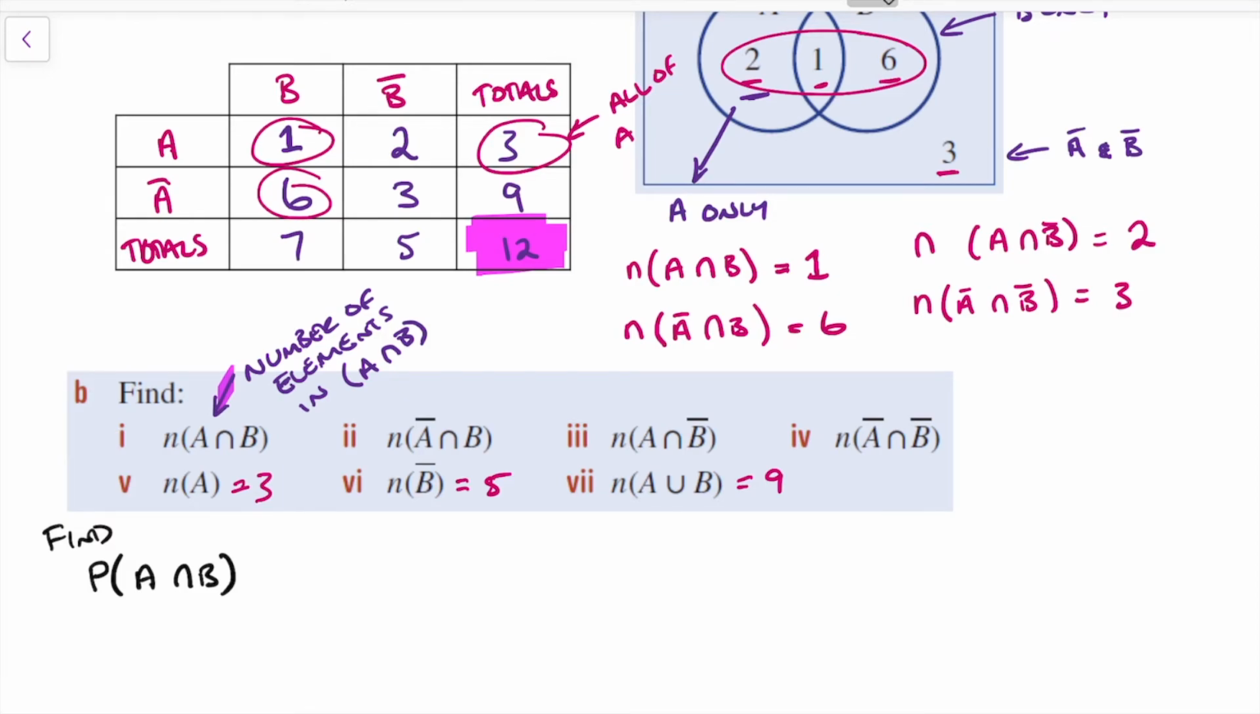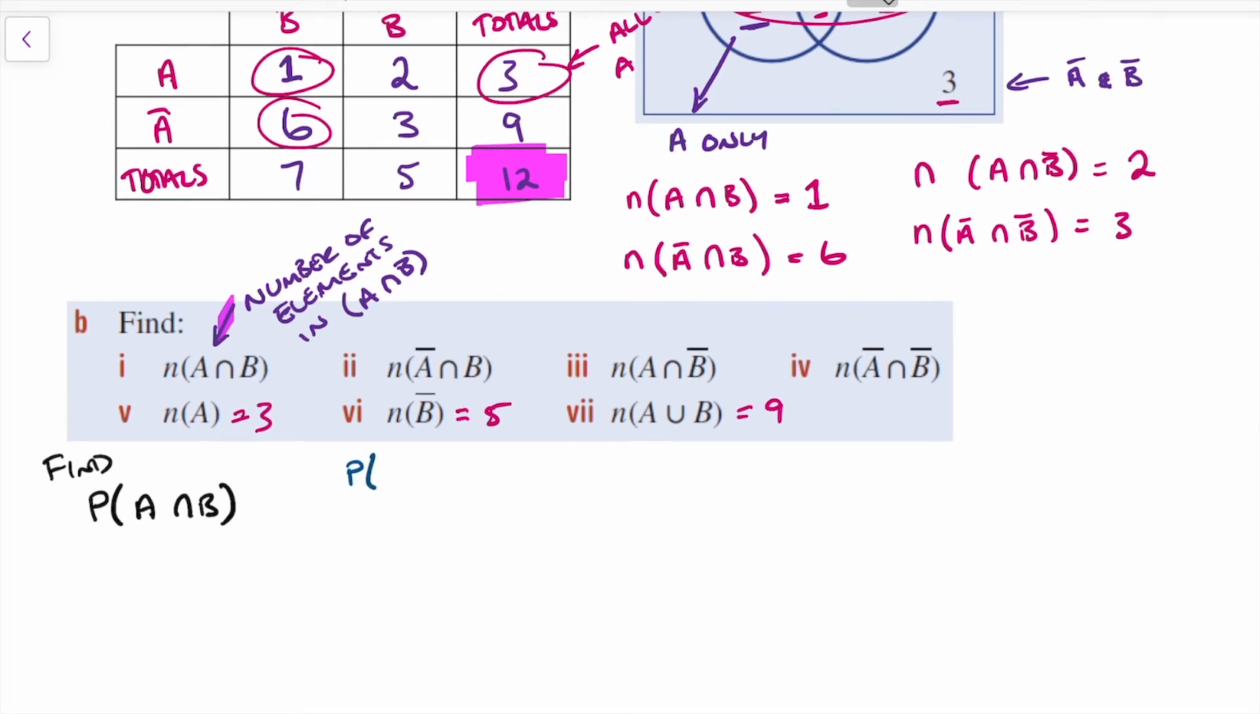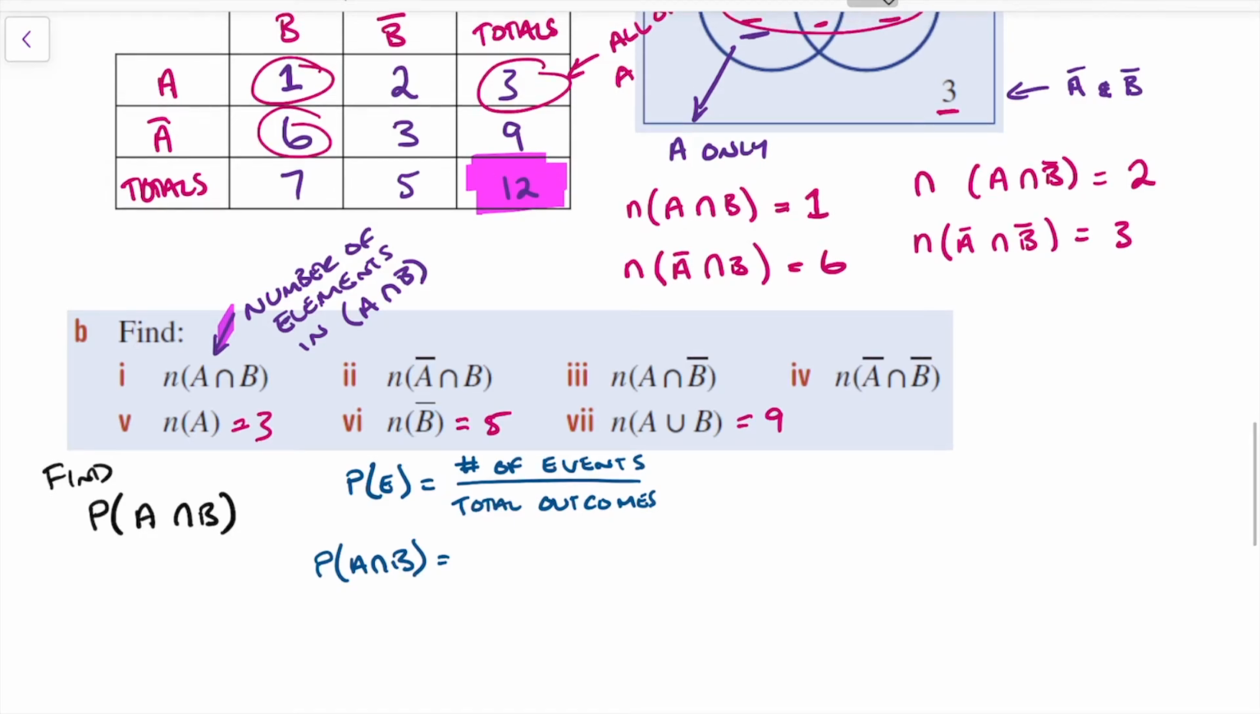I'm going to start like normal with my probability of the event over the total number of outcomes. Then we fill in what we're looking for. Now, how many times does A intersect with B? Well, that's that 1. That's this one here. So it's 1 over our total, which is 12. So it's 1 over 12.